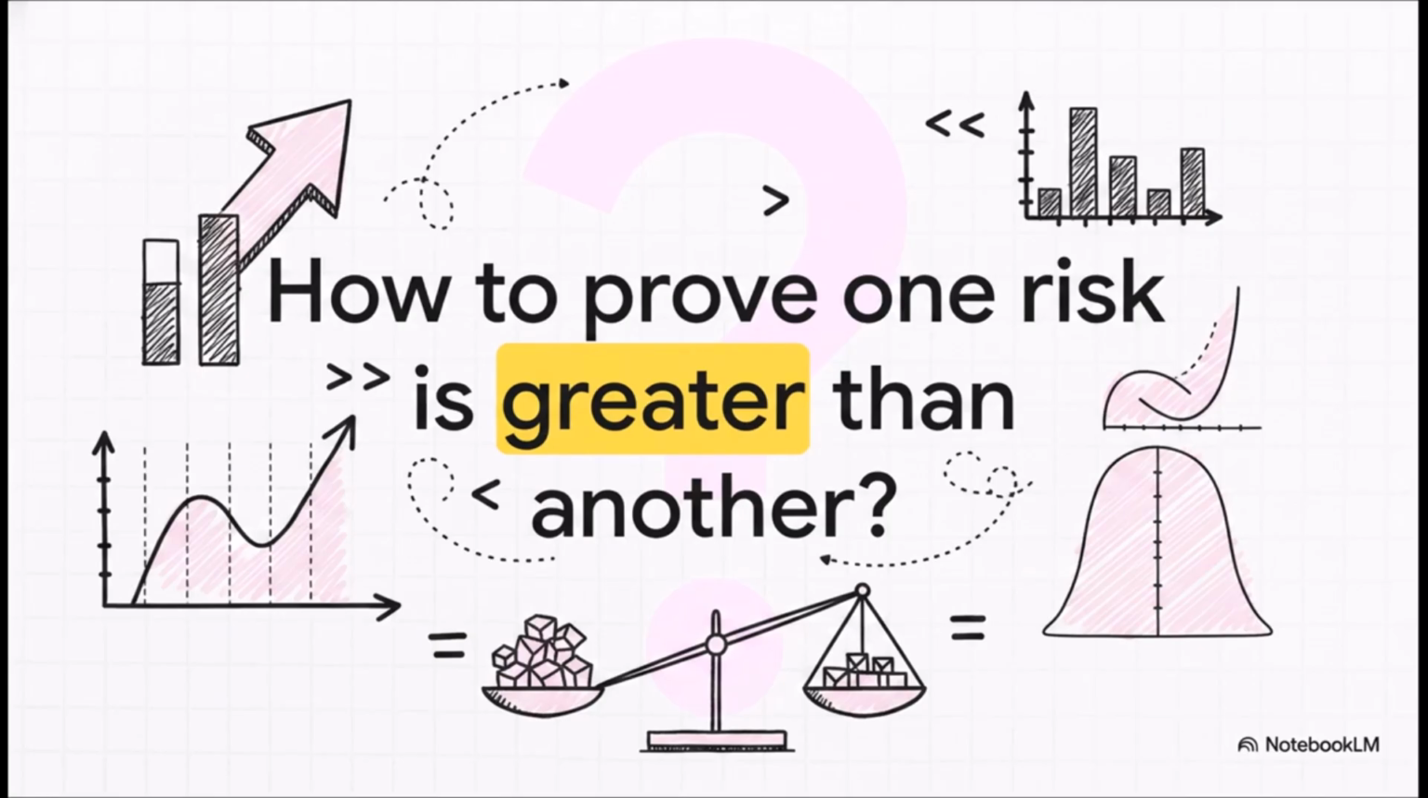Okay, let's dive into this by asking the absolute core question that actuaries and data scientists face every single day. How do you mathematically prove one risk is greater than another? Now, let's look at the why here. Why is this even a question? Well, on the surface, it sounds straightforward, right? Just look at the averages. But in the realm of probability, proving that one risk profile is inherently greater or heavier across its entire spectrum is mathematically intricate. You're dealing with curves, tails, and variances, not just single numbers.